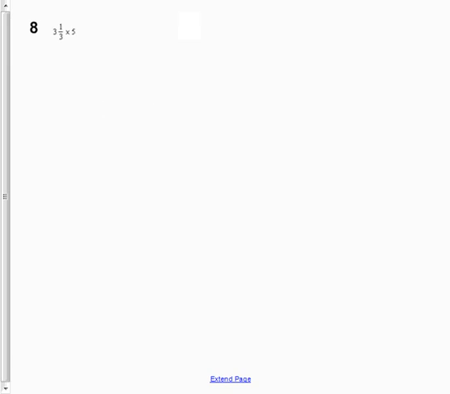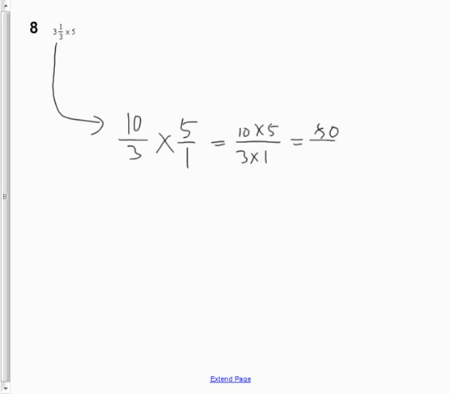Question 8, 75% of you got it right, which is interesting because it's not that hard a question. So 3 1/3 as an improper fraction is 10/3. Multiplied by 5, think of the whole number as being over 1. Multiply your numerators, multiply your denominators, you get 50/3. This is where the tricky part is.